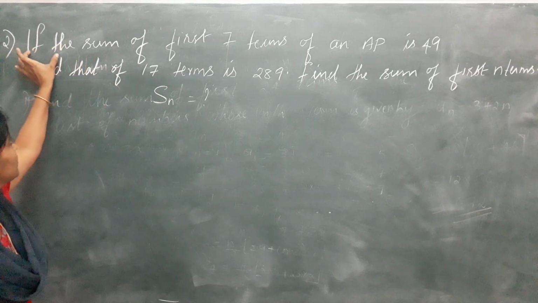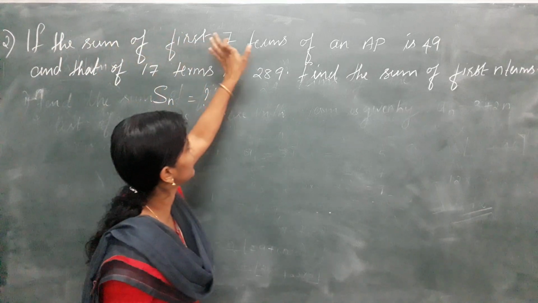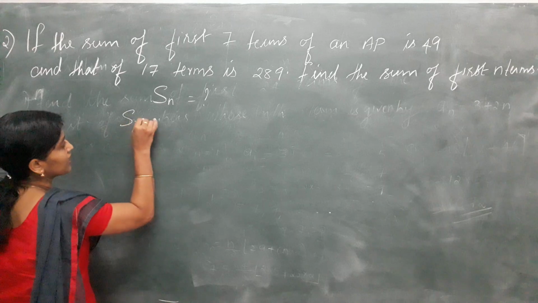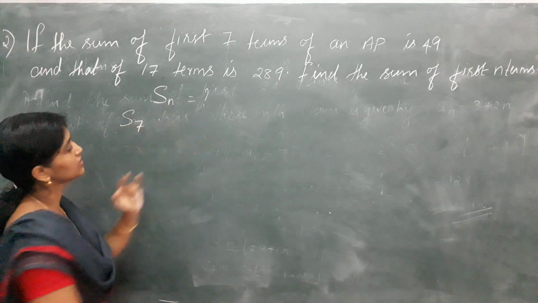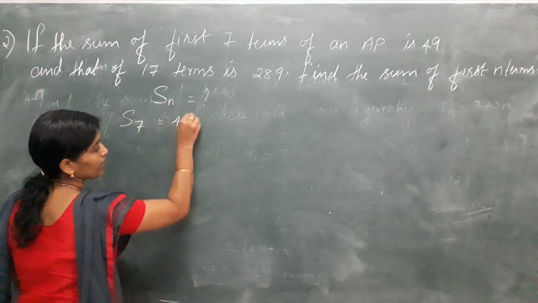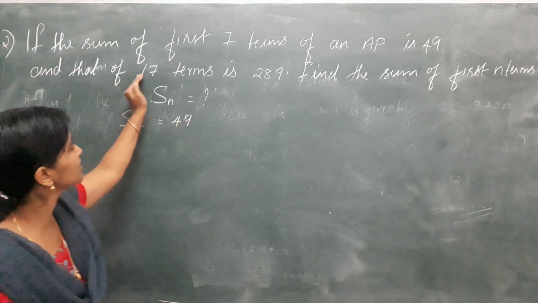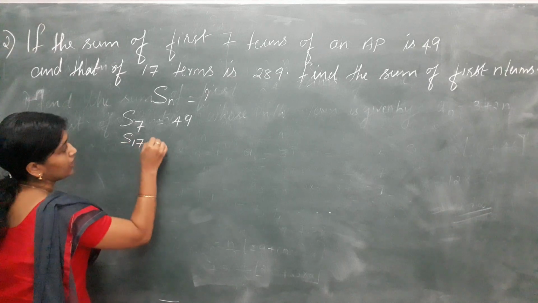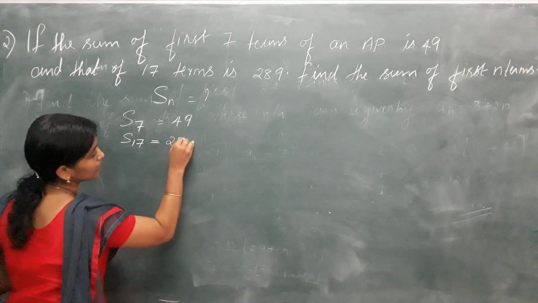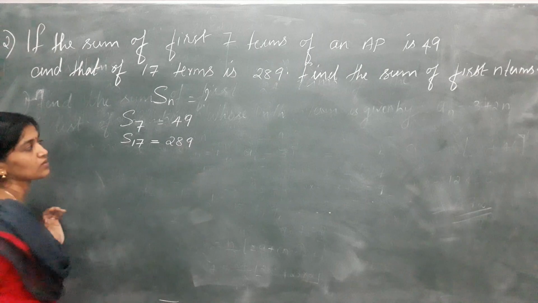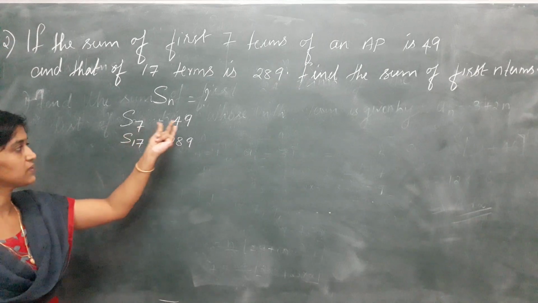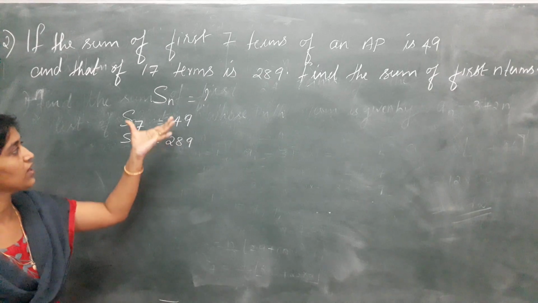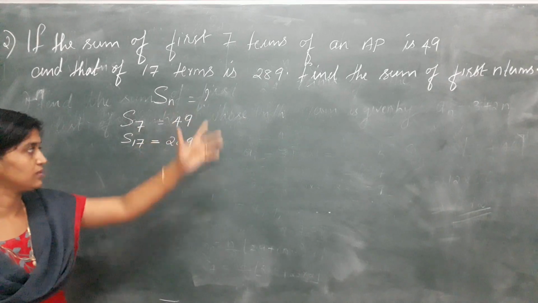For that, it is given that the sum of first 7 terms, represented as S7, is equal to 49. And the sum of first 17 terms, denoted as S17, is equal to 289. So the sum of first 7 terms is 49, the sum of first 17 terms is 289, and we are asked to find the sum of first n terms.